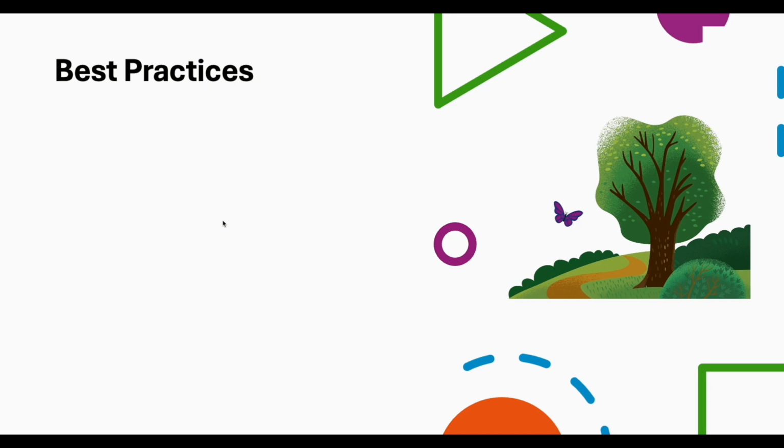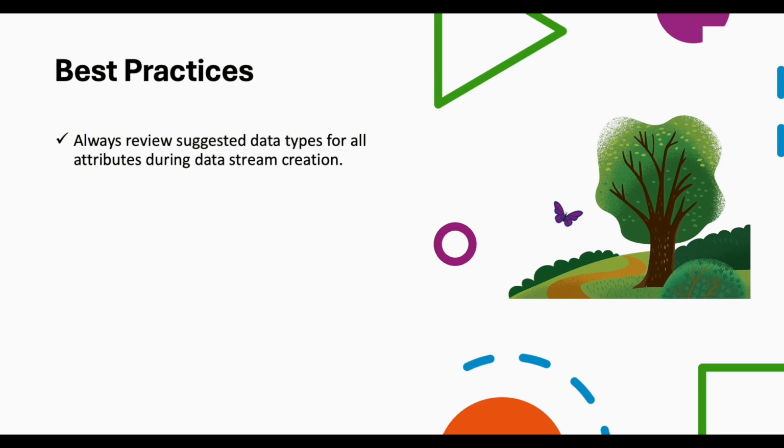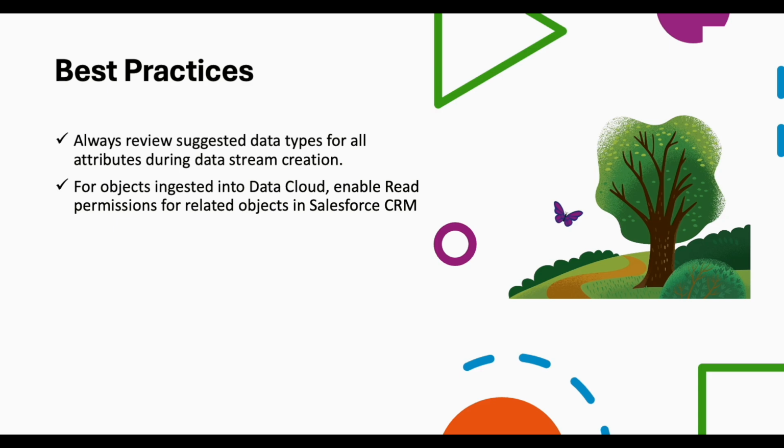Now, let us discuss the best practices that should be followed whenever we are creating a data stream. First and foremost, always review the data types for the attributes that were assigned during our data stream creation. Always check whether appropriate permissions are assigned for the data cloud connector for the objects information which we are going to bring into the data cloud from that specific org. We won't be able to see the objects available during data ingestion if appropriate permissions are not assigned.